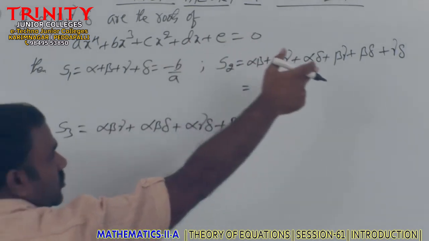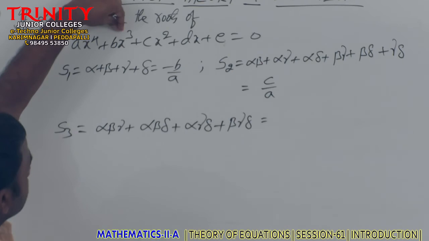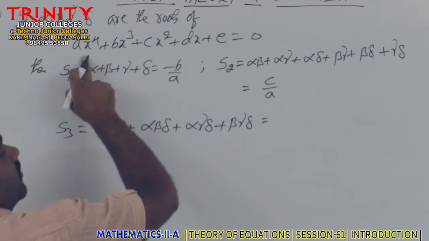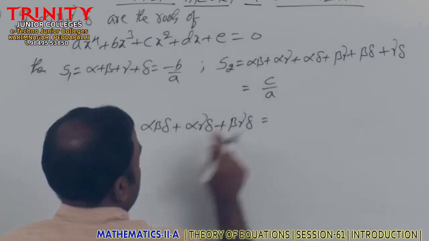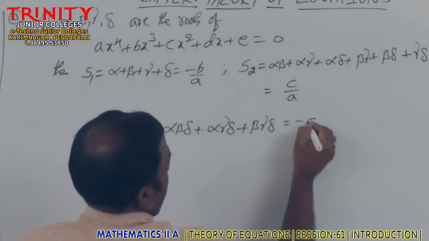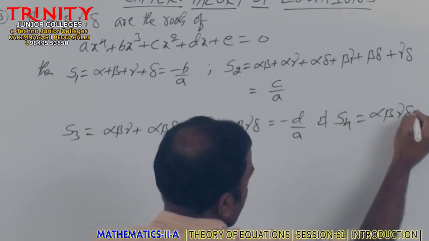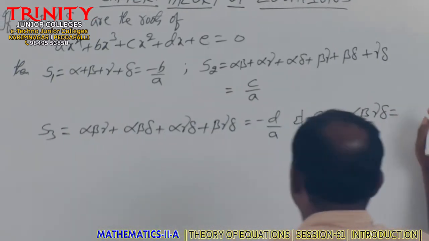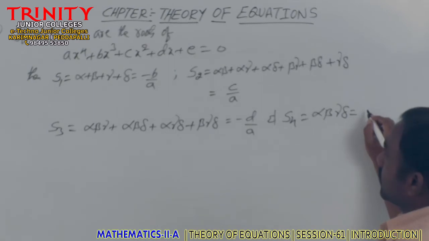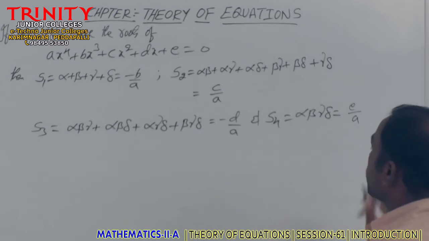S1 is minus b by a, S2, then the next coefficient, S3, the next coefficient, that is x. S1, S2, then next S3 is the x coefficient by the x power 4 coefficient. That is, S3 is negative: minus d by a. S4 is the product of the 4 roots, alpha beta gamma delta. The product of 4 roots is the constant by the highest power coefficient, that is e by a, positive.